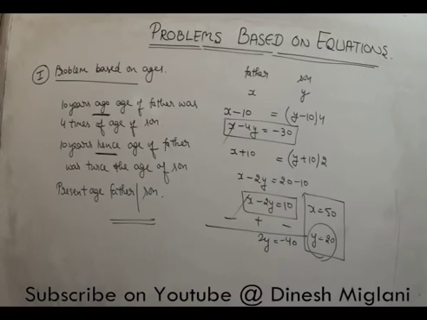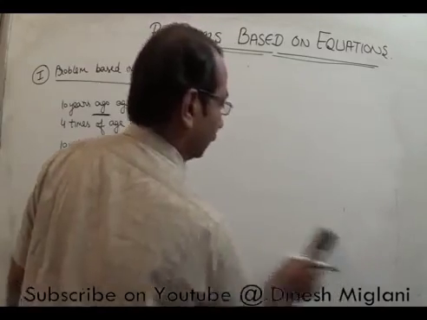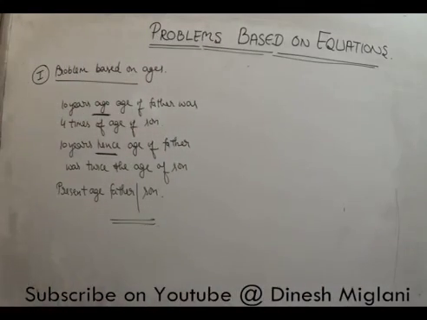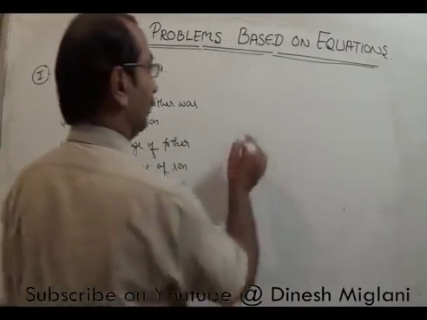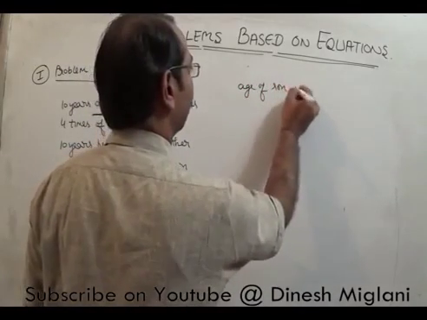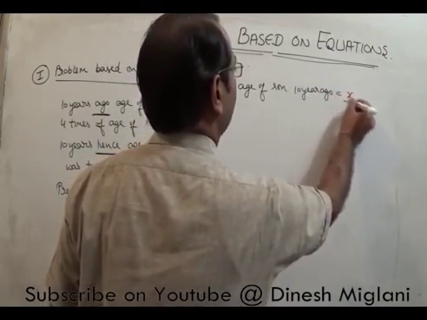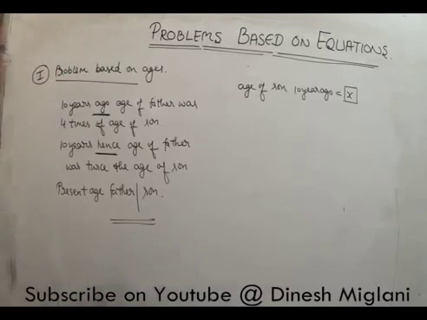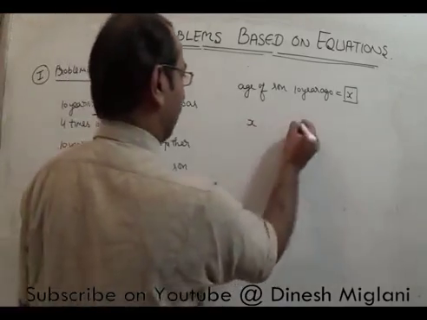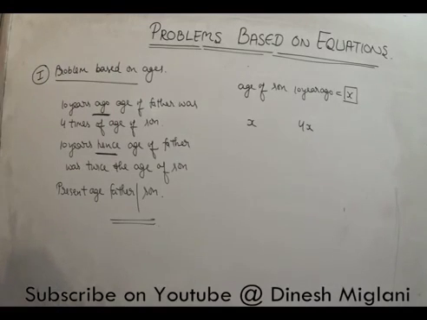Now the same question can be answered by forming an equation in a single variable. How? Suppose, let us assume that the age of the son 10 years ago is equal to x. Right? So 10 years ago the father is 4 times the age of the son. If the son is x, the father will be 4x.